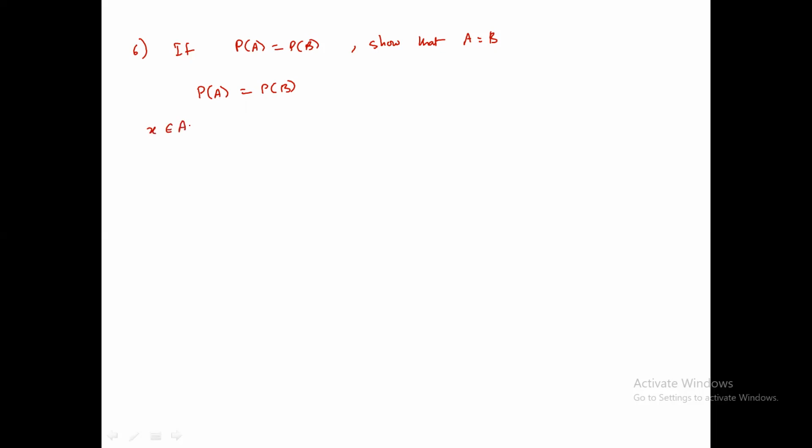if X is an element of A, since P of A is the power set of A, it has all the subsets of A. So, because P of A has all subsets of A, A is also an element of P of A. If A is an element of P of A, because P of A is equal to P of B, A will be an element of P of B also.